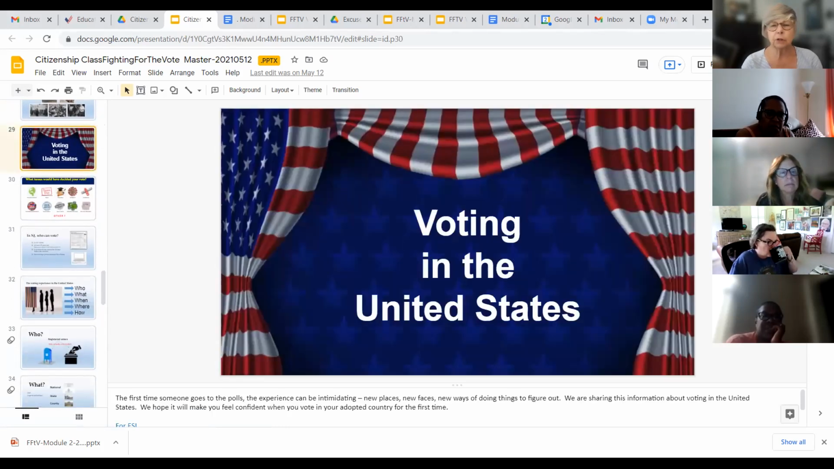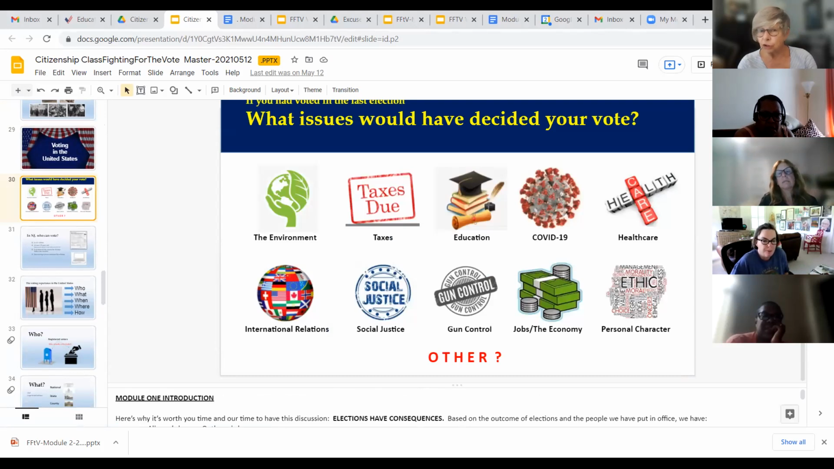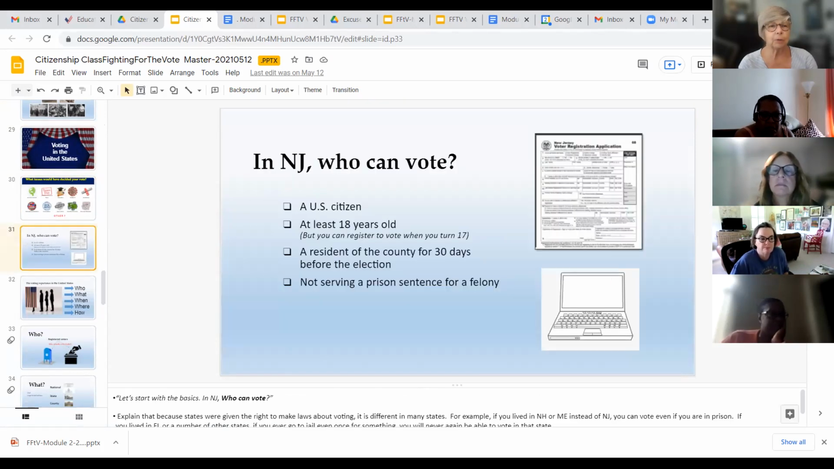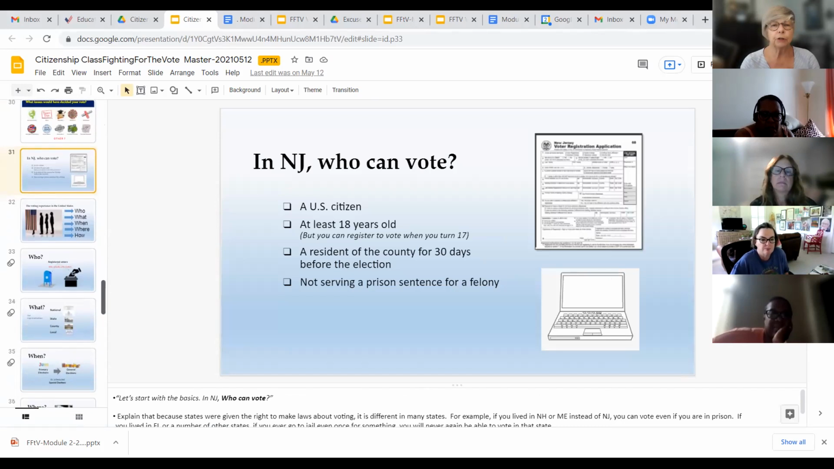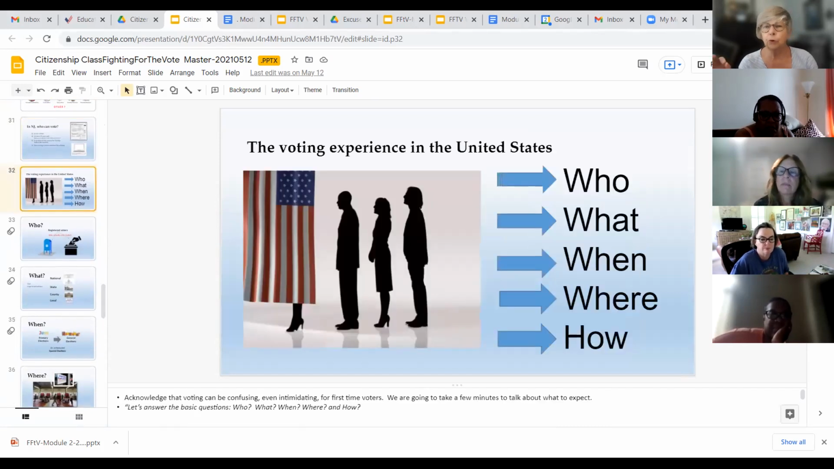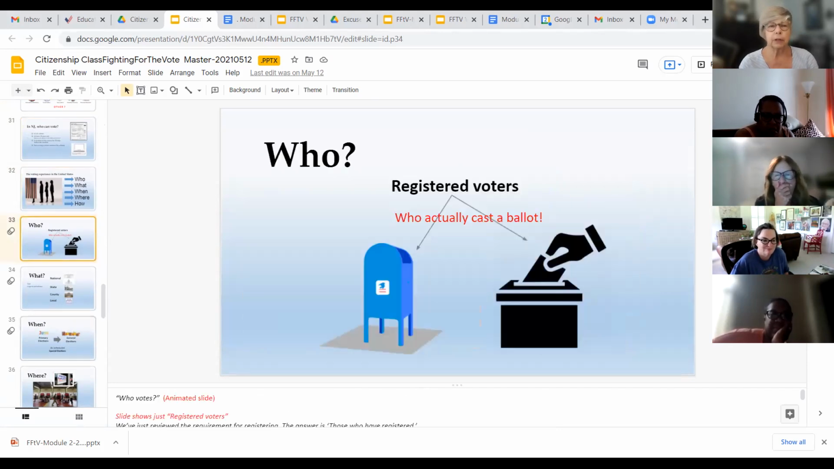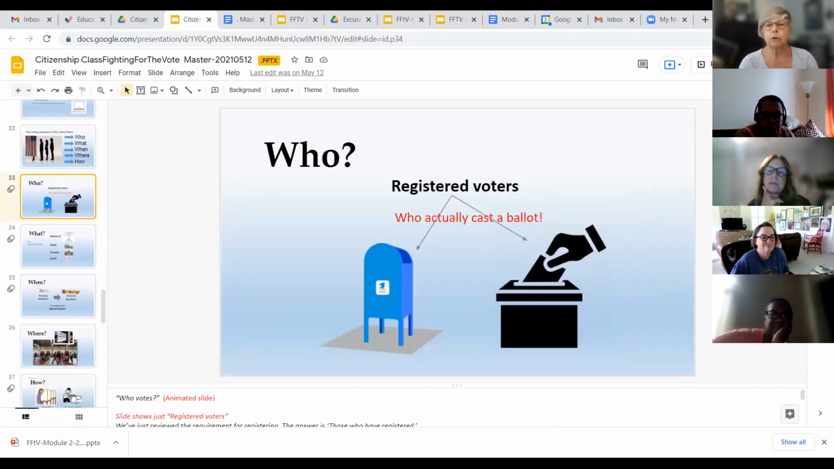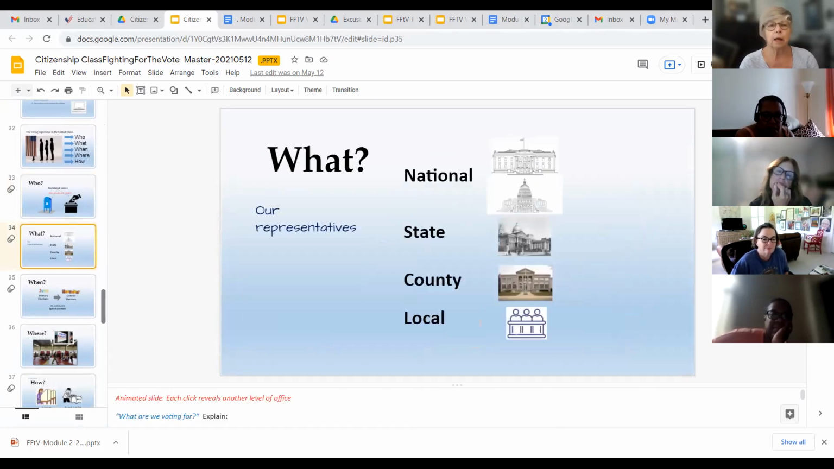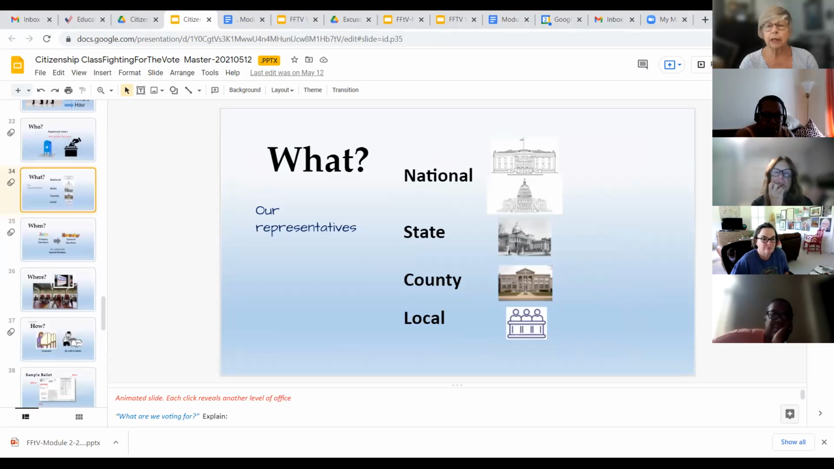All right, so it starts here with a series of slides about voting in the United States. We help them identify issues, which you were all talking about before, go over who can vote in New Jersey, and then we go through who, what, when, where, and how of the voting process. So they learn about registering, and then who votes is actually those people who cast a ballot. You can't just register. There are different levels of elections that we have in this country, and each one of them has representatives.